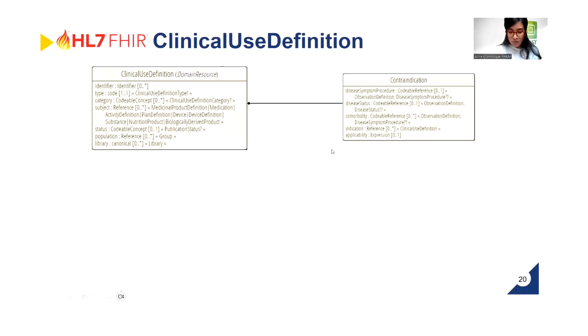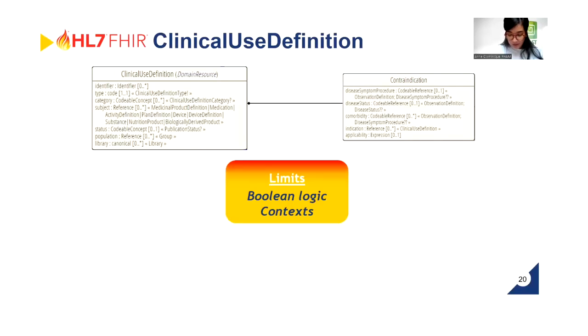And so we were limited in representing complex conditions like Boolean logic, especially the not Boolean operator, or we were limited in representing certain context, like specifying a status to a specific comorbidity. So as this resource was not sufficient to fully express our contraindications in a computable way, we derived this model to create a FHIR-like resource that we named the Fast Clinical Use Definition.